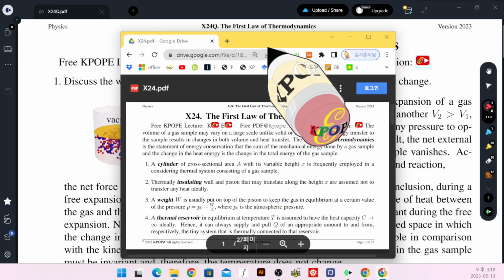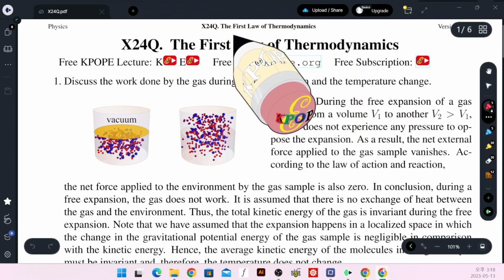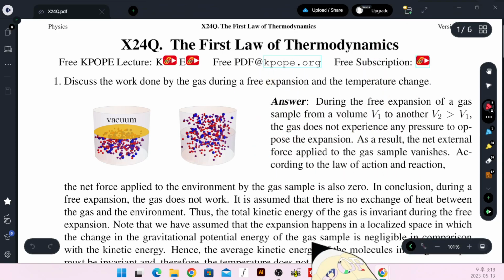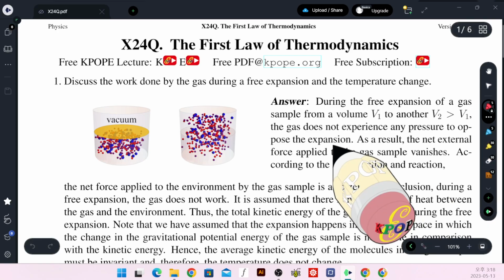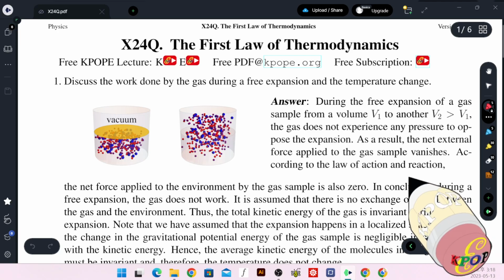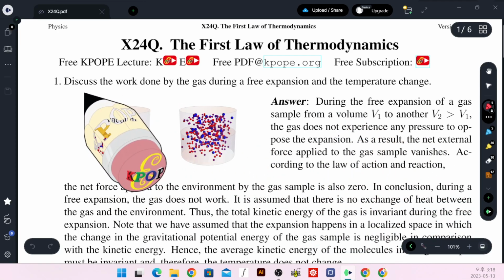Okay, today we study X24Q. Most of the subject has been explained in X24 and Q, so let me briefly explain, and you can read through the details of the discussion.